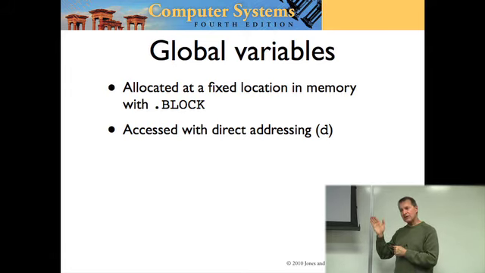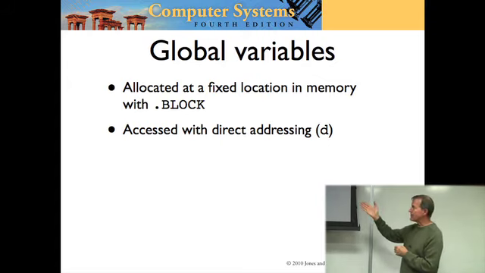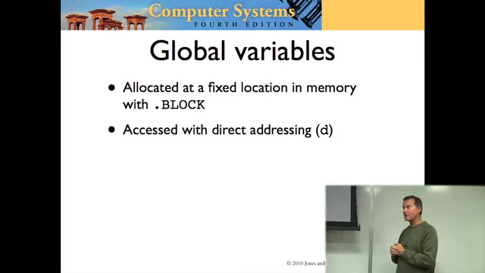And since they're at a fixed location in memory, how do we access them? How do we access them? With direct addressing. Yeah? Is that clear? So does everybody see how a compiler would translate a program that has global variables in it? Are you with me?